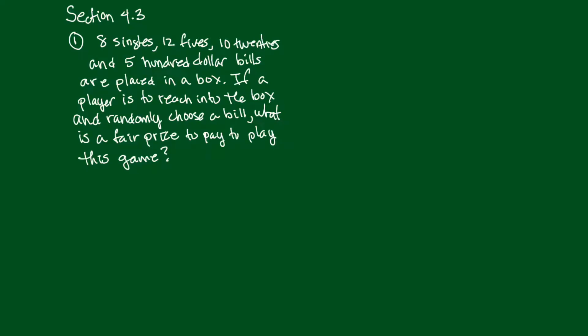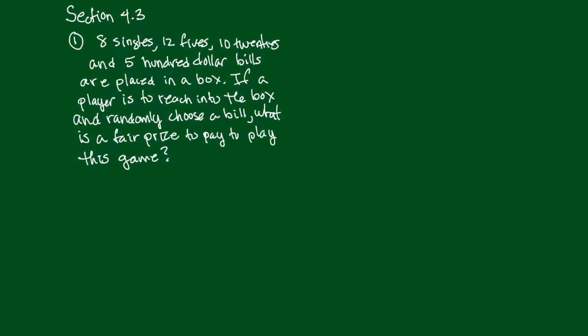We are here in section 4.3, and number 1 goes like this. We've got 8 singles, 12 fives, 10 20s, and $500 bills placed in a box. If a player is to reach into the box and randomly choose a bill, what is a fair price to pay to play this game? So this is an expected value problem.